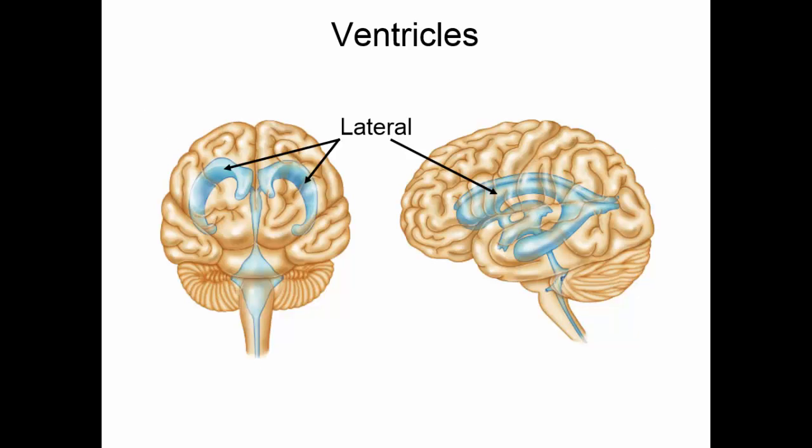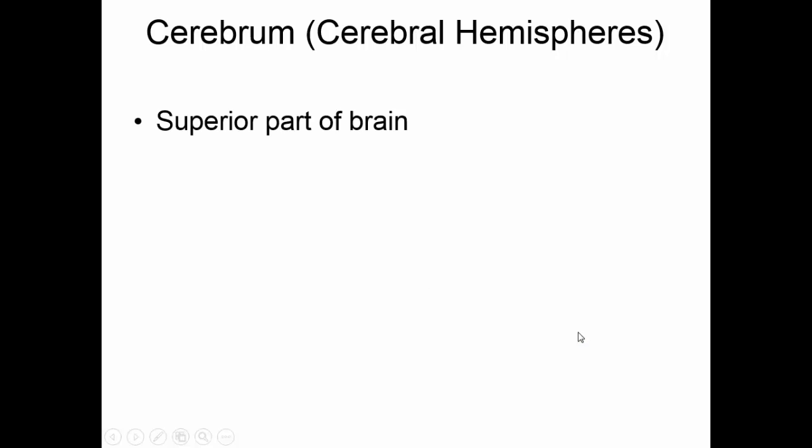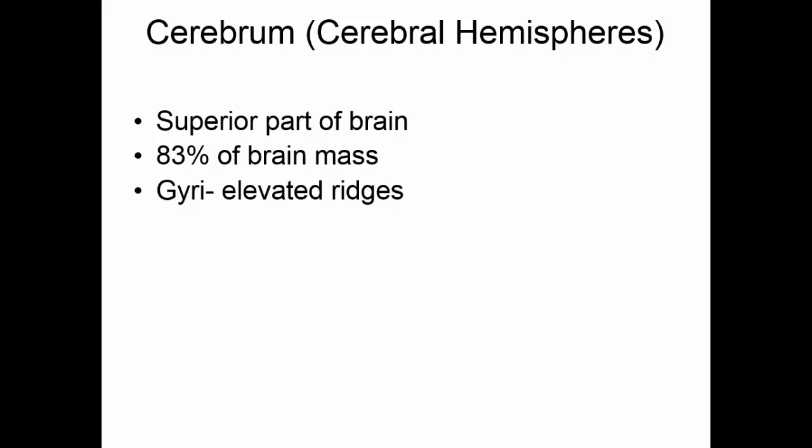The lateral ventricles in the cerebrum, the third ventricle in the diencephalon, and the fourth ventricle housed between the pons and the medulla and sort of crunched in against the cerebellum. The fourth ventricle is continuous with the central canal of the spinal cord. The cerebral hemispheres are the most superior part of the brain, making up about 83% of the brain mass.